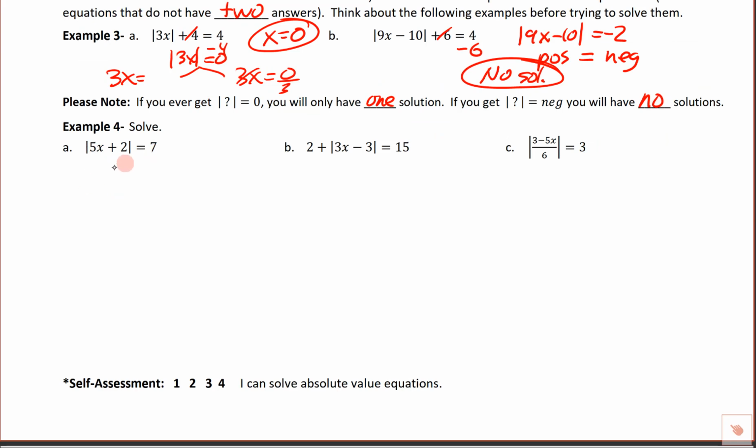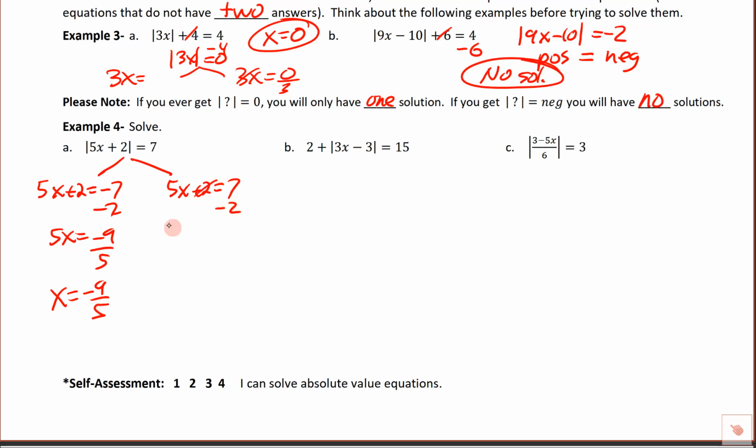Already isolated, so I'm going to break this into the two cases. Again, these little reminder lines are pretty helpful. Remove the absolute value. That's going to be the -1. Remove the absolute value. That's going to be the +1. So we're going to subtract 2. So this is going to be 5x equals -9. We're going to divide by 5, so x equals -9/5. So there's one of the answers.